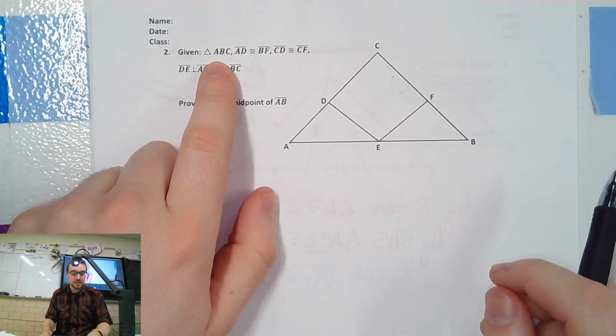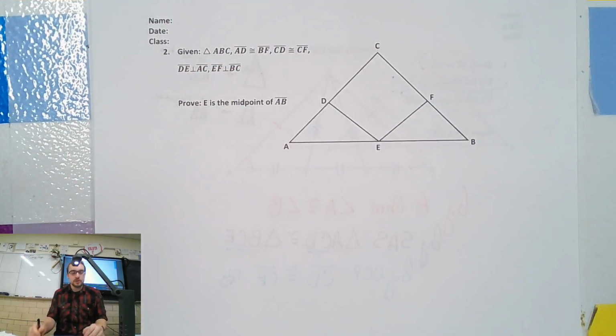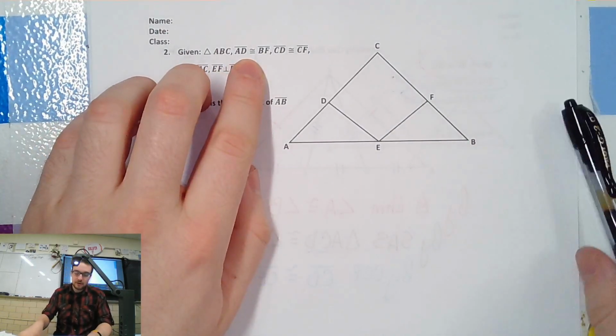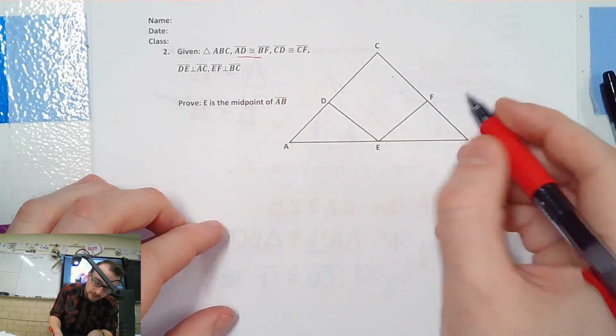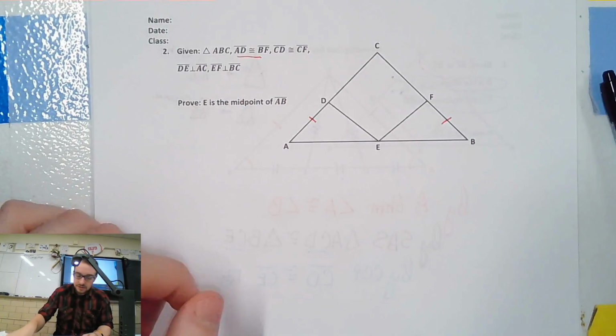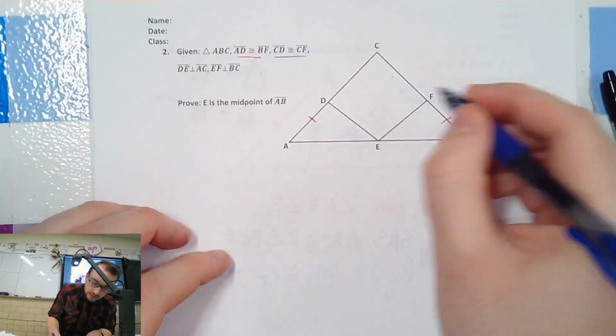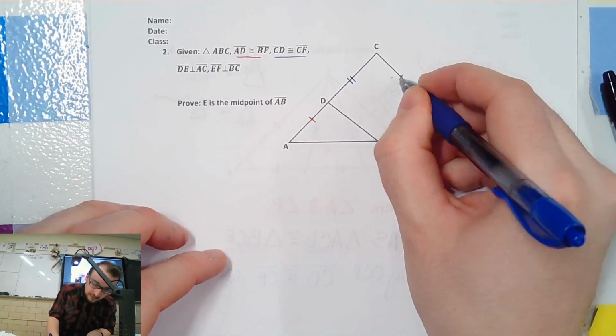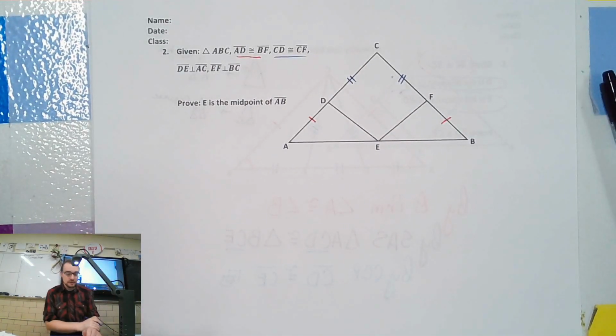Okay, so this just says, given a triangle ABC. Okay, it's a triangle. AD and BF are congruent. So that means these two are congruent, AD and BF. You with me? Okay. CD and CF are also congruent. Well, that tells us CD and CF are congruent. So those two go together.